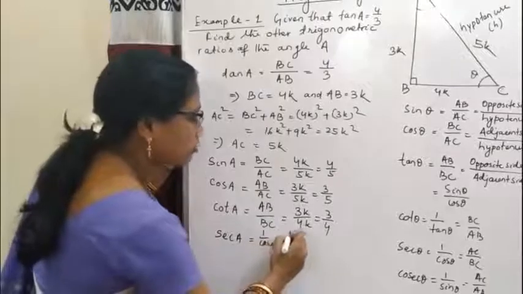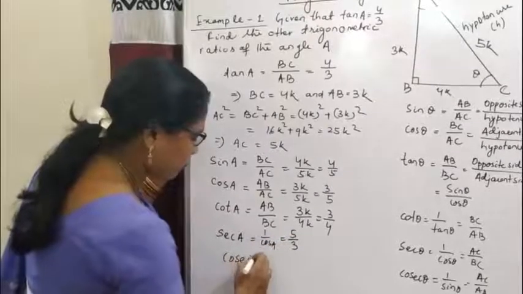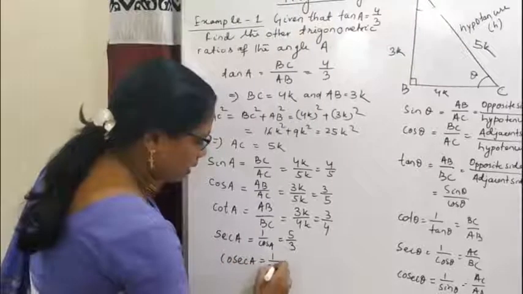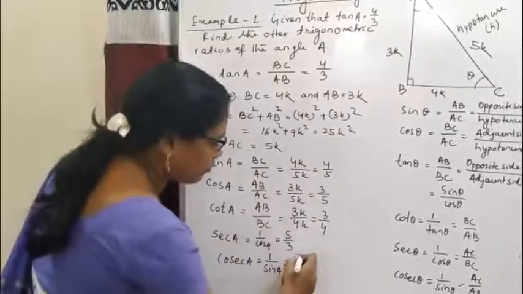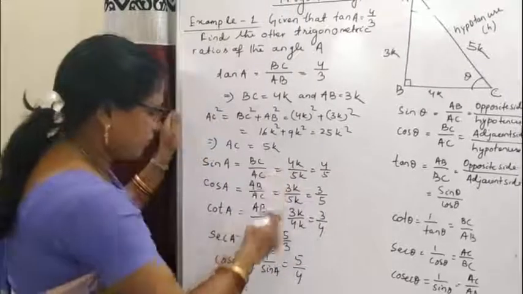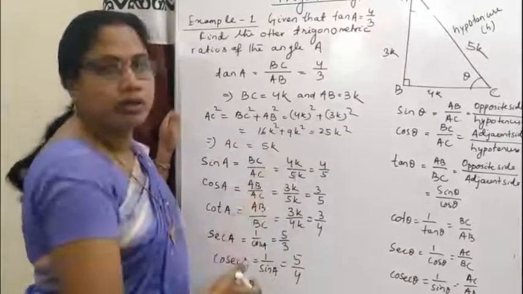So that is equal to 5 by 3. Then cosec A is equal to 1 by sin A. That is equal to 5 by 4. So these are the 5 ratios other than tan we can find out by using this method.